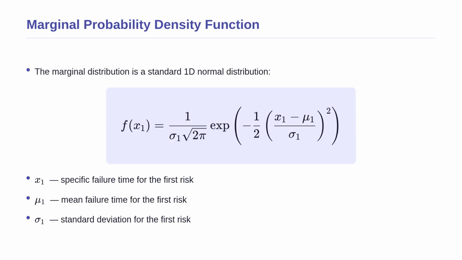Let us look at the mathematical form of that shadow. For a bivariate normal model, the beautiful result is that the marginal distribution of either variable is just a standard one-dimensional normal distribution. This formula tells us the probability of the first risk occurring at time x1, completely ignoring the second risk. Notice that the correlation ρ and the second variable's parameters are entirely gone. We can treat it as a simple bell curve. However, ignoring the second risk means we are throwing away valuable information that could help us make better predictions.